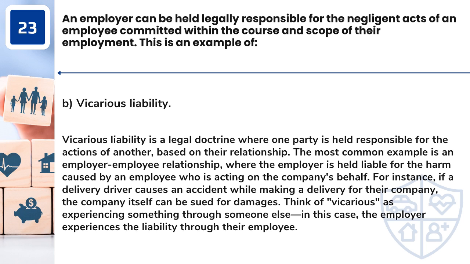Answer: B. Vicarious liability. Vicarious liability is a legal doctrine where one party is held responsible for the actions of another, based on their relationship. The most common example is an employer-employee relationship, where the employer is held liable for the harm caused by an employee who is acting on the company's behalf. For instance, if a delivery driver causes an accident while making a delivery for their company, the company itself can be sued for damages. Think of vicarious as experiencing something through someone else. In this case, the employer experiences the liability through their employee.